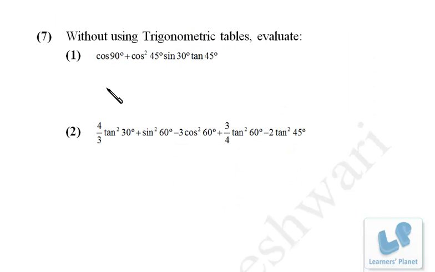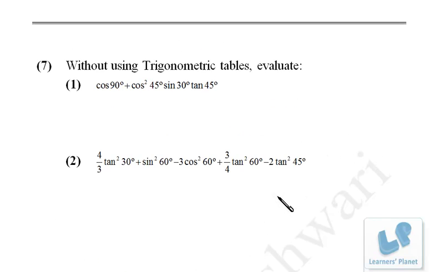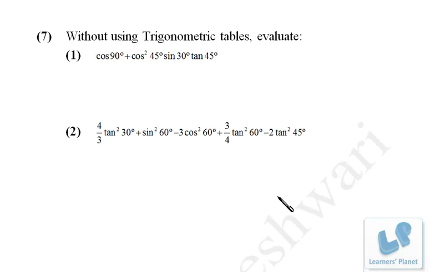Now suppose we have this question: without using trigonometric tables, evaluate cos 90 plus cos 45 squared plus sin 30 into tan 45. Now what is cos 90? That we can see over here, that's 0. Cos 45 is 1 by root 2. Sin 30 is half and tan 45 is 1. So just put the values over here and you'll be getting the answer.